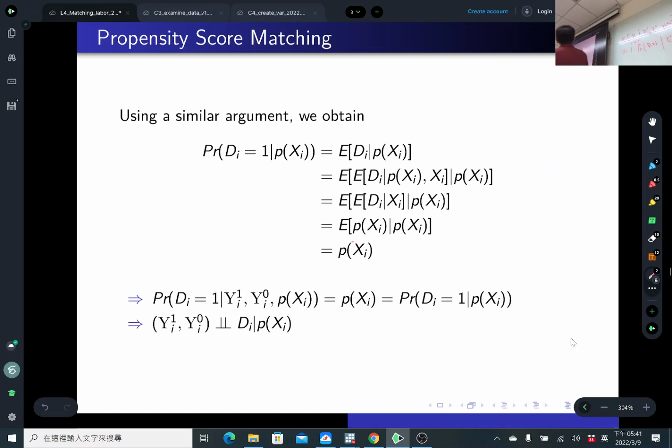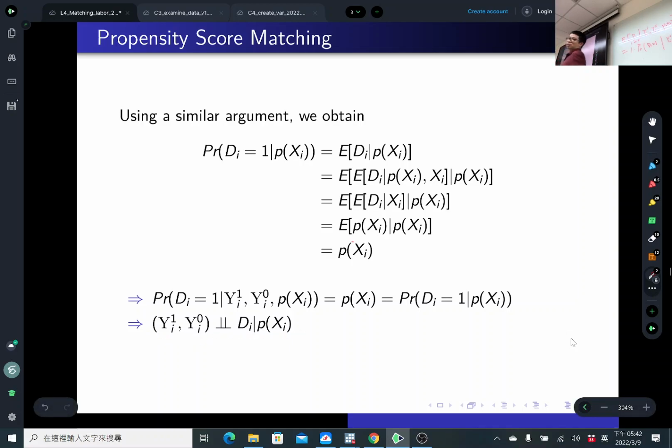Okay, so with a similar argument, you can also prove that the probability of getting treatment conditional on the propensity score is also the same as the propensity score. So these two terms will be equal. That means the probability of getting treatment conditional on the propensity score is the same as the probability of getting treatment conditional on the value of the potential outcomes and the propensity score. They are the same. So this basically suggests this.